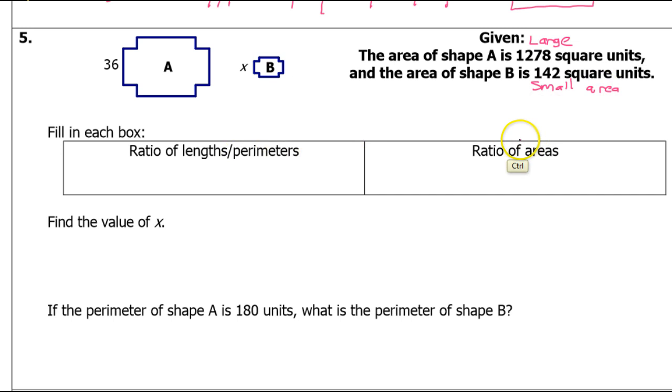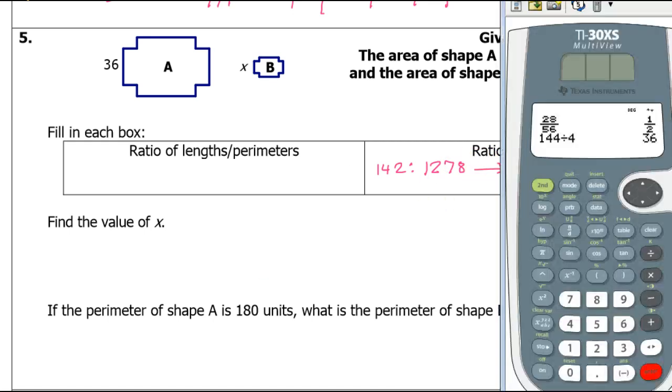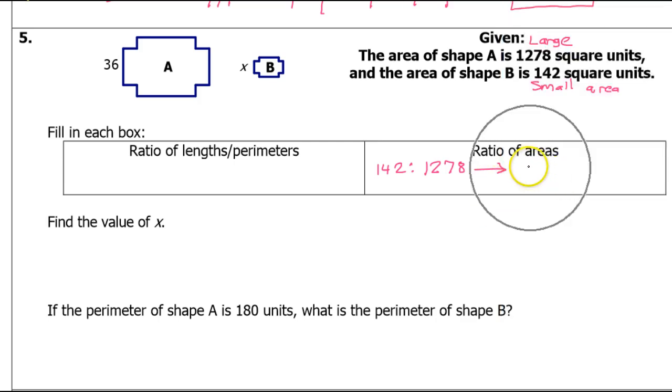Okay, so the ratio of areas is 142 to 1,278. But we need to reduce this. So I'm going to do 142 over 1,278, so I can see what we're dealing with. And I get 1/9. So the ratio of areas is really 1 to 9. And this is the version that we are really going to use.